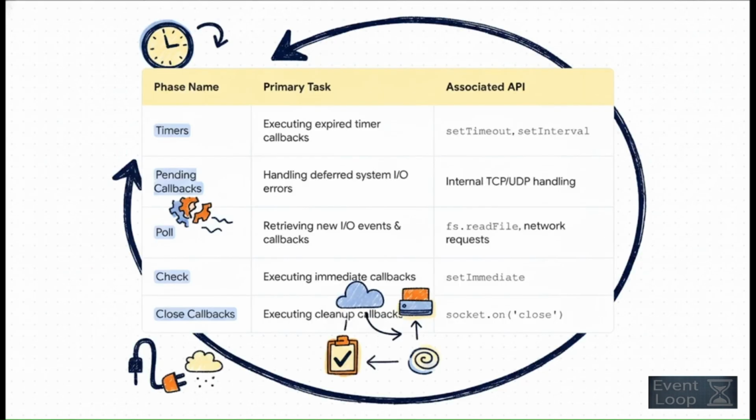Let's walk through it. First up, the timer phase. This is where any setTimeout or setInterval code gets run. After that, there is a quick stop for pending callbacks, which handles some system errors. Then we hit the big one, the poll phase. This is where Node checks for new stuff like finished file reads or web responses and runs their code. After poll, it moves to the check phase, which is specifically for setImmediate. And finally, the close callbacks phase cleans things up, like when a connection is closed. Then the whole cycle starts all over again.